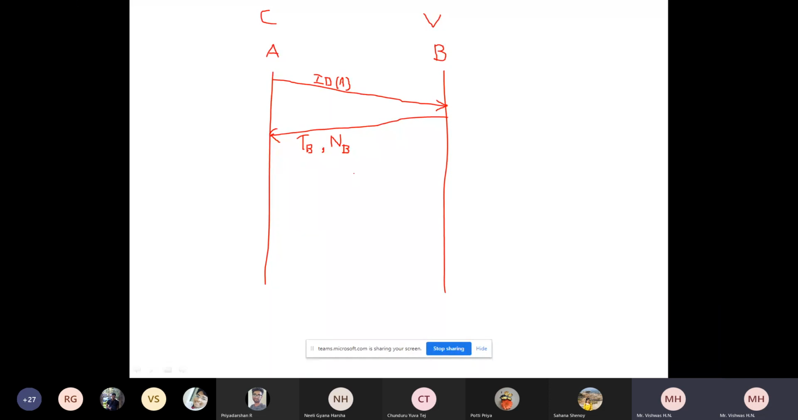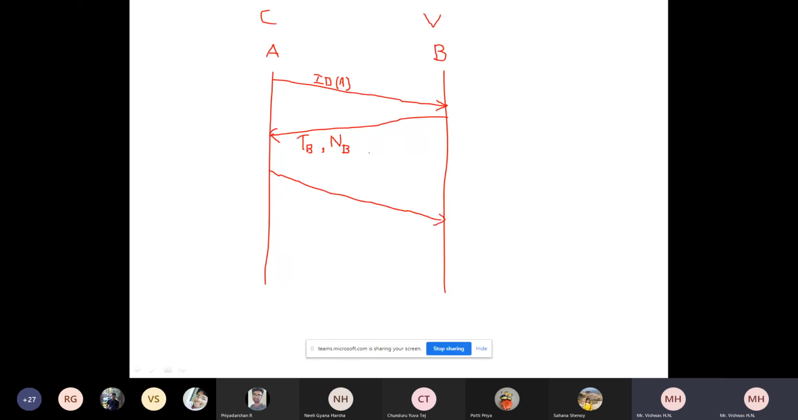It's just a random number which B generates and sends to A, and B will be expecting the same random number again from A, just to verify it is exactly A who is communicating. So A sends its own ID to B, and for that B sends timestamp of B and nonce of B to A in clear text. If it is encrypted, I will write it in a different way. Upon receiving this, what will A do? A has to send something to B now to prove itself.